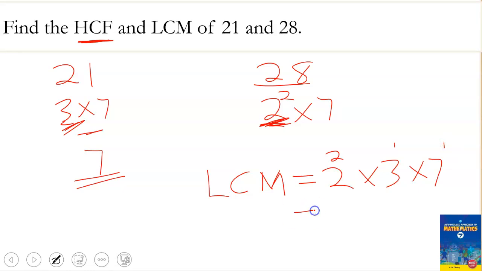Then we multiply all of this. So we have 4 times 3 times 7. And when we multiply them together, 4 times 3 is 12. 12 times 7 is 84. So that becomes the LCM.